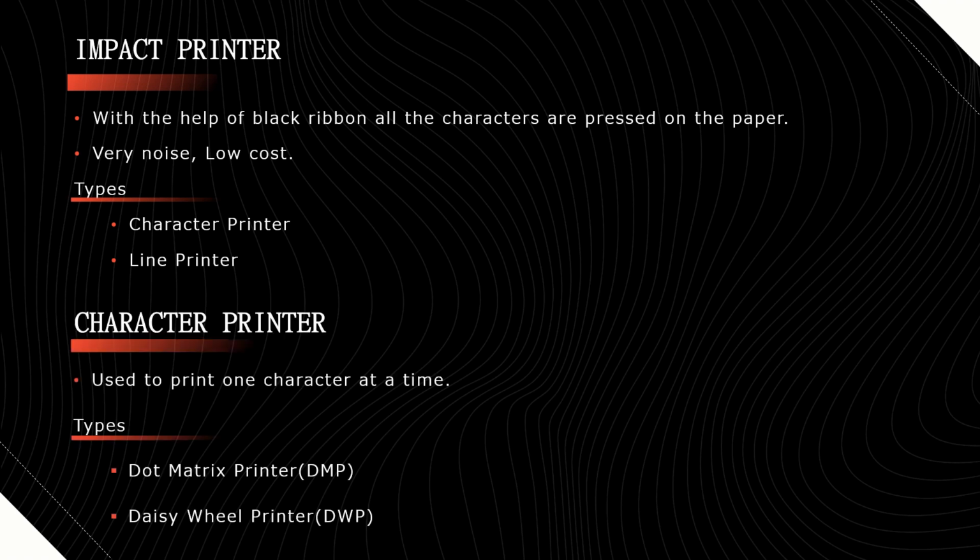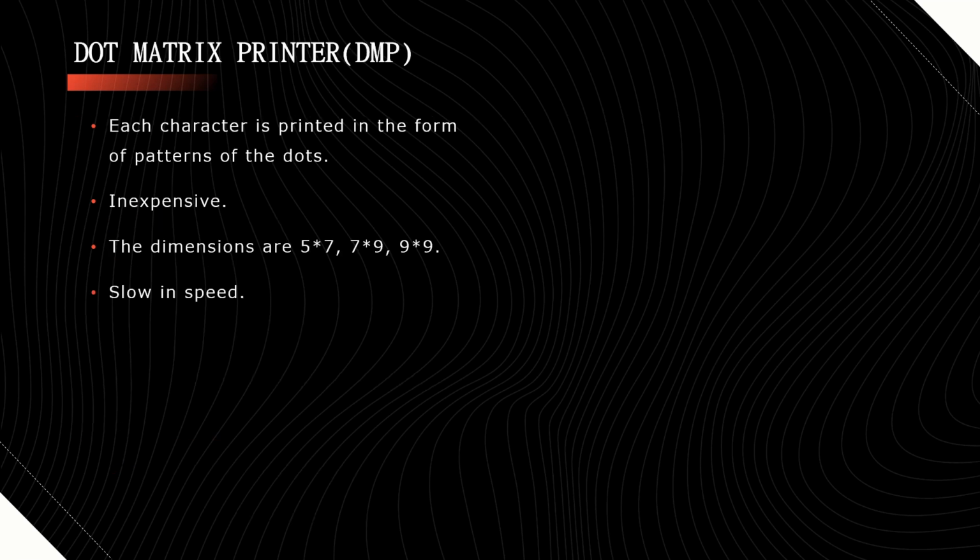Character printer. These printers are used to print only one character at a time. In this we have two types: dot matrix printer and daisy wheel printer. Dot matrix printer. In this, each character is printed in the form of patterns of dots. That's why it is called DMP, dot matrix printer. The dimensions of these dots are like matrix 5x7, 7x9 and 9x9.